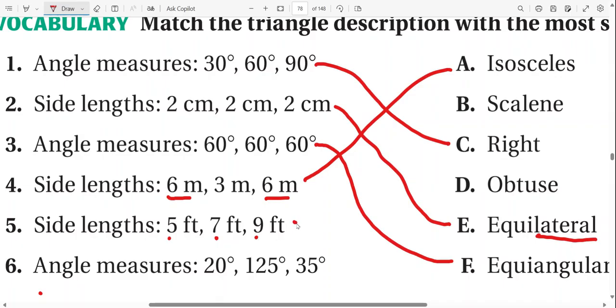How about side lengths of 5, 7, and 9? Scalene. If they're all different, no sides are congruent. Scalene. And finally, 21, 25, and 35, that's obtuse. Which angle makes it obtuse? The 125 makes it obtuse. Very good. Any questions on that section? You don't have to write the lines like I did. You can write the letters if you want. Either way works.